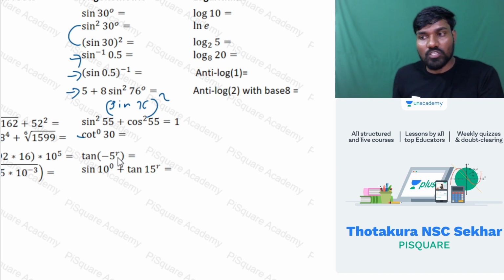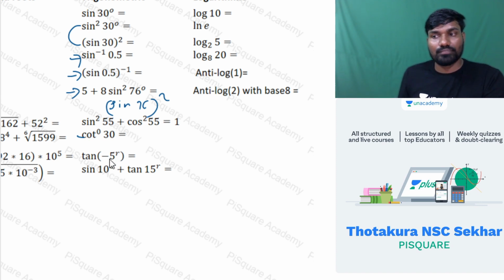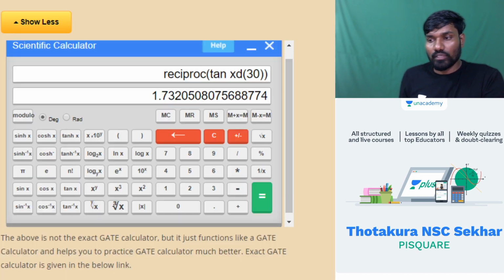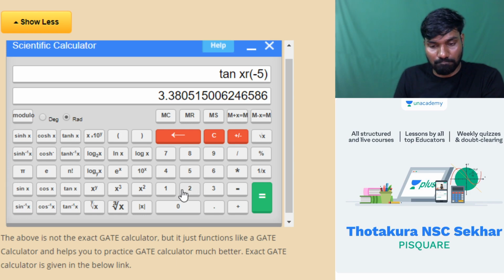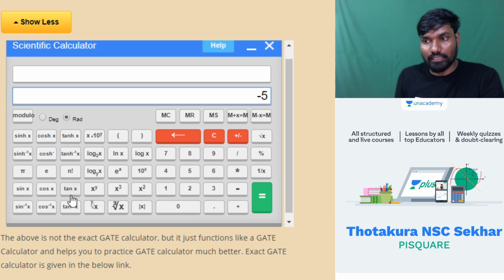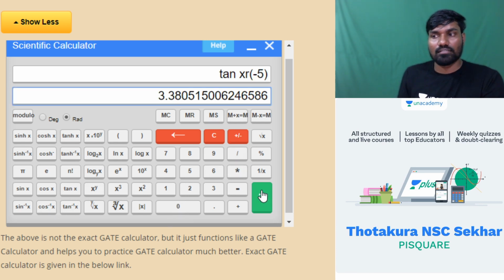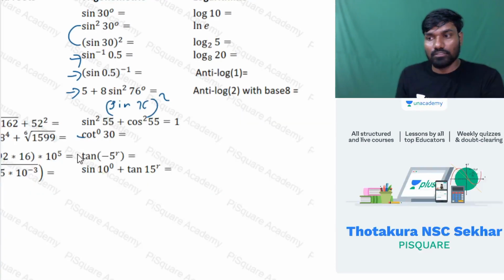Tan minus 5 radians. Okay, so in radians, keep the calculator in radian mode. 5, minus, take tan, this is the answer. That's it. This is also done.